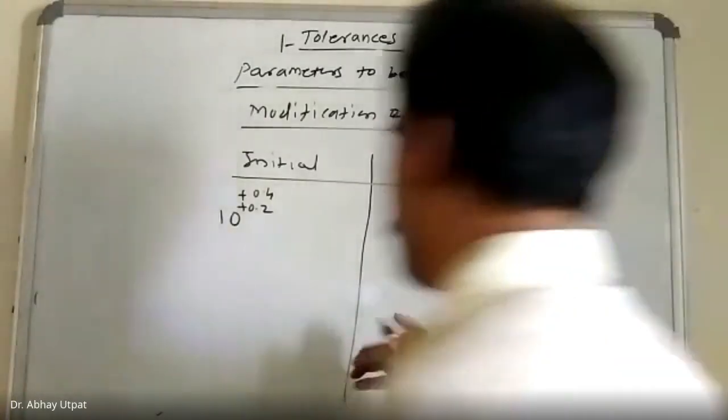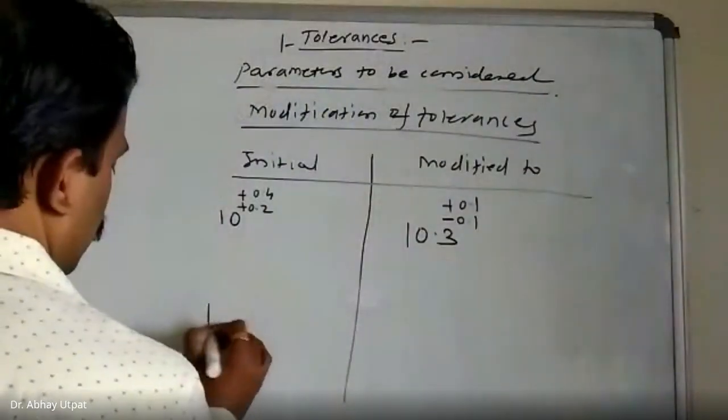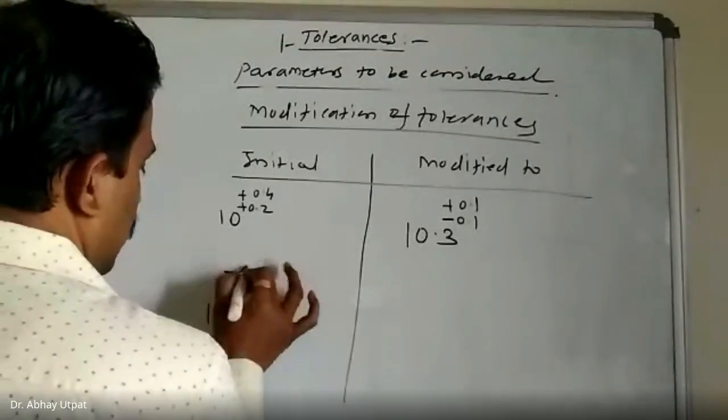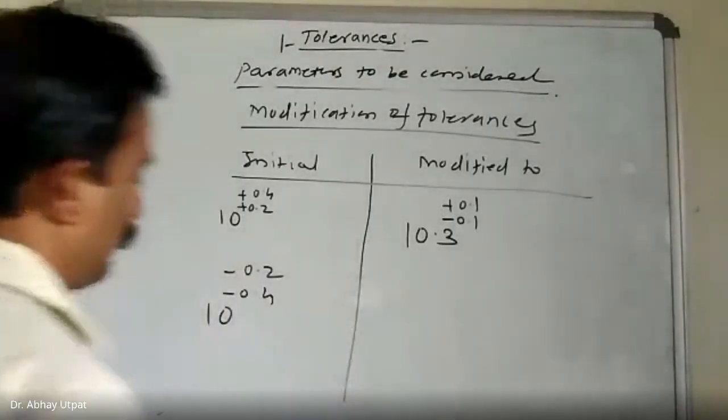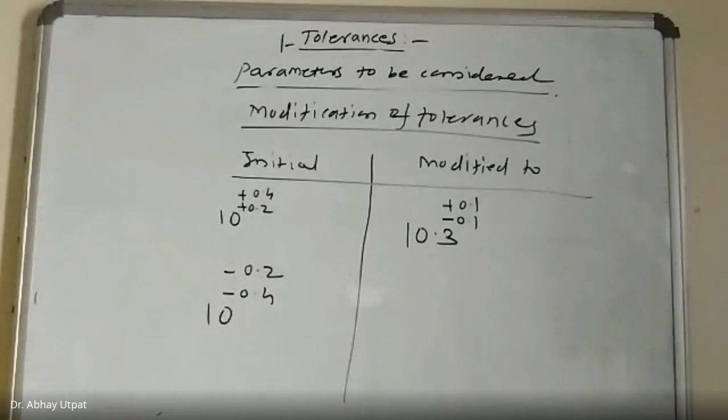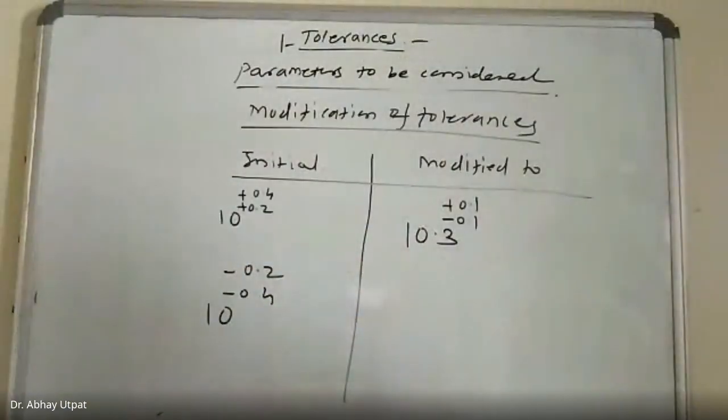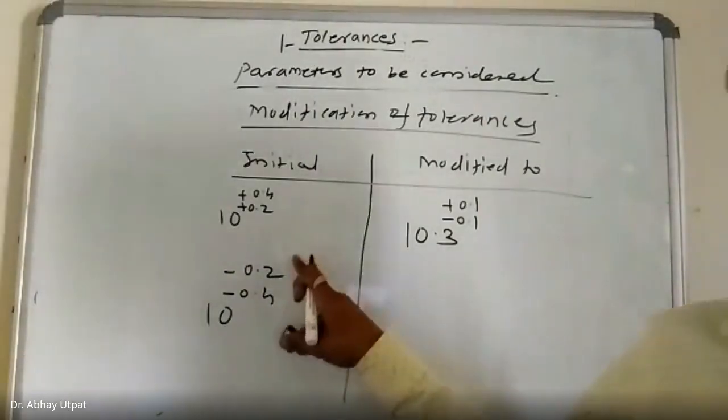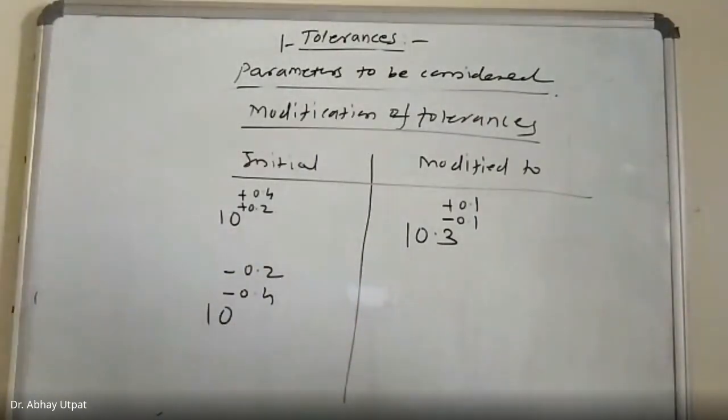Minus 0.4, minus 0.2. 10 minus 0.4 to minus 0.2. Minus 0.2 is more than minus 0.4. That's why it is at upper side.